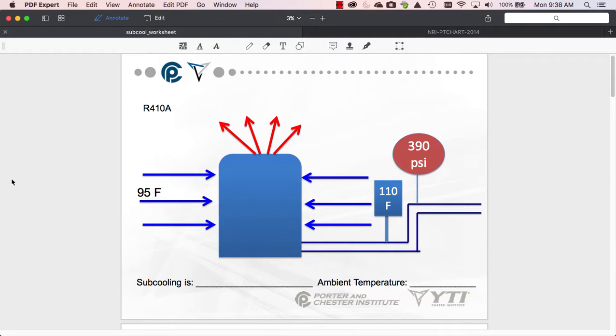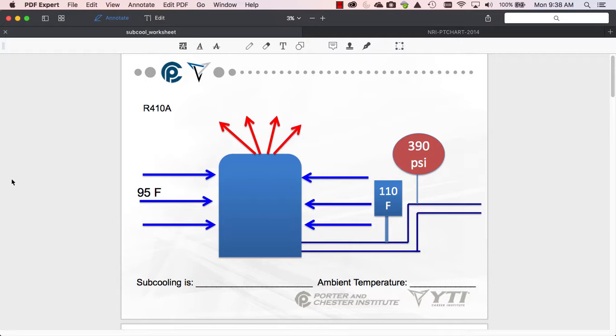In this video, we're going to talk about the worksheets in the labs, then the schematics, or should I say the pictorials that go along with day 14 or topic 14 in your core refrigeration course. Now, let's start off with the subcooling worksheets.